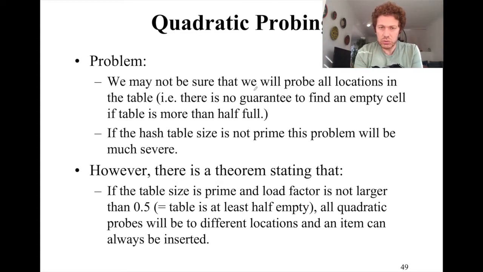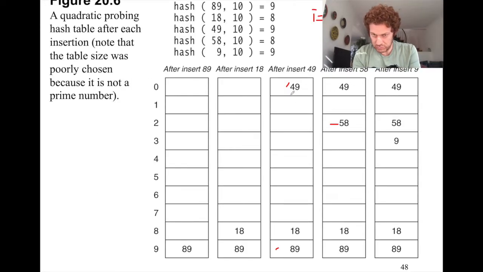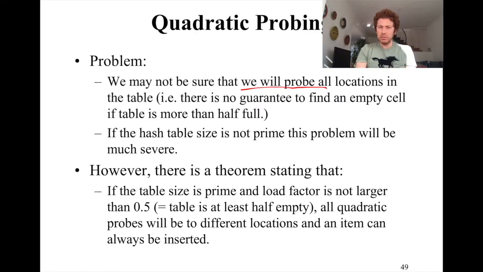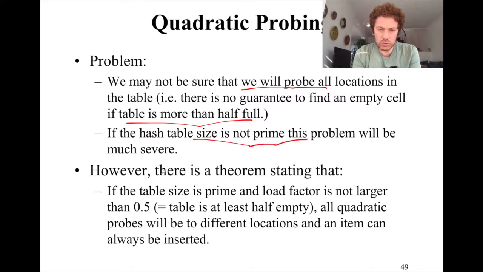We may not be sure that we will probe all locations. With linear probing, I am looking at them one by one until I find the hit. With quadratic probing, I am jumping ahead. There is no guarantee to find an empty cell if the table is more than half full. But if the hash table size is not prime, this is a big problem. If the table is at least half empty and the size is prime, then all quadratic probes will eventually lead me to an empty place to land.